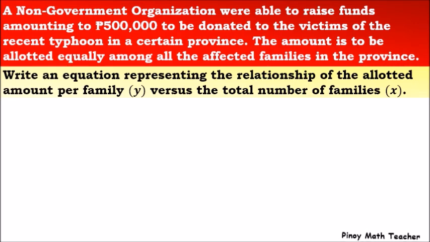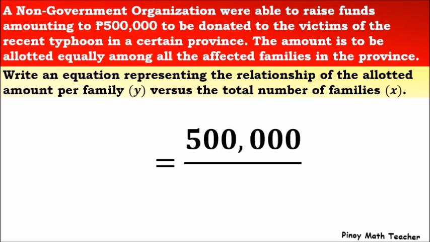families, represented by X. So 500,000 pesos yung amount na idodonate at hahatiin sa mga pamilyang apektado ng bagyo, na ang bilang ay nire-represent ng X. Ang allotted amount na paghahatian ng bawat pamilya ay nire-represent ng Y. So, ito ngayon yung ating equation.